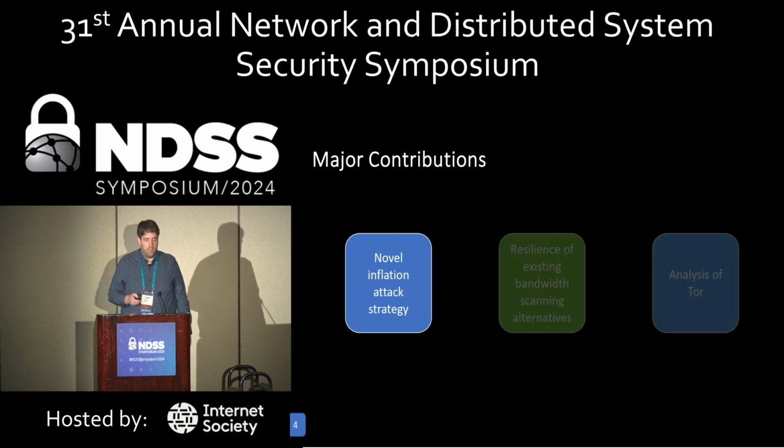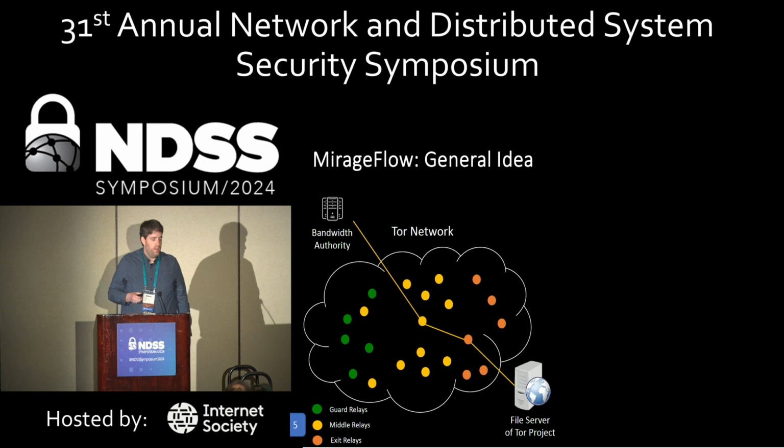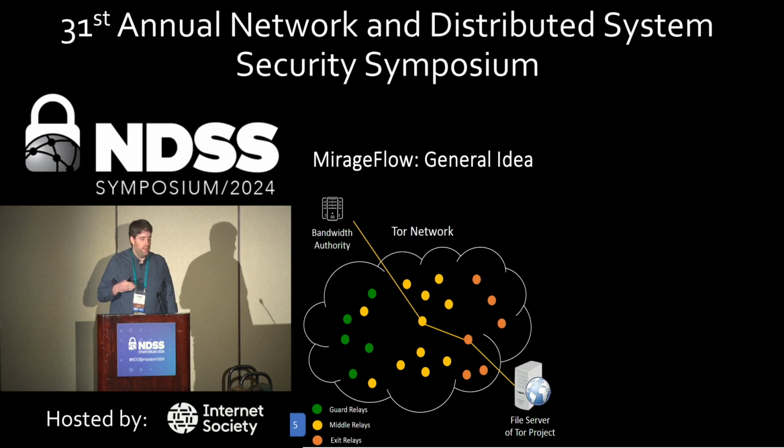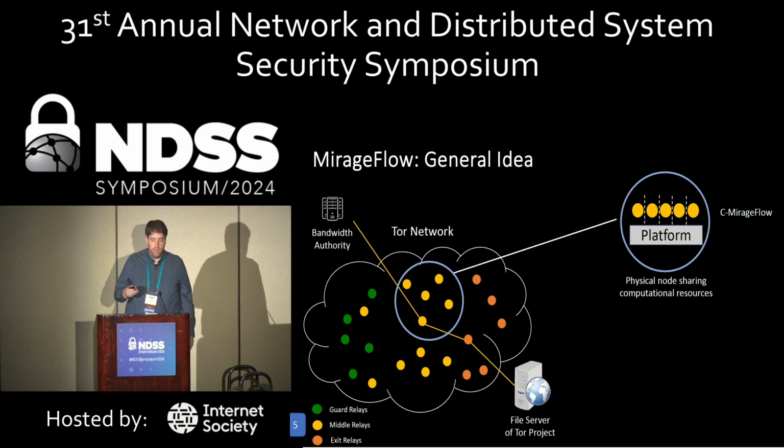So let's start with our attack strategy and the general idea of our attack. We have here, again, this bandwidth authority that connects to a file server to download and check how much bandwidth an adversarial controlled relay can provide. Now the idea here is that those nodes might actually not be separate nodes, but share a platform and thereby share computer resources. And by this sharing, they can also inflate the potential bandwidth that is measured by the bandwidth authority. We call this type C-MirageFlow, for co-resident MirageFlow.